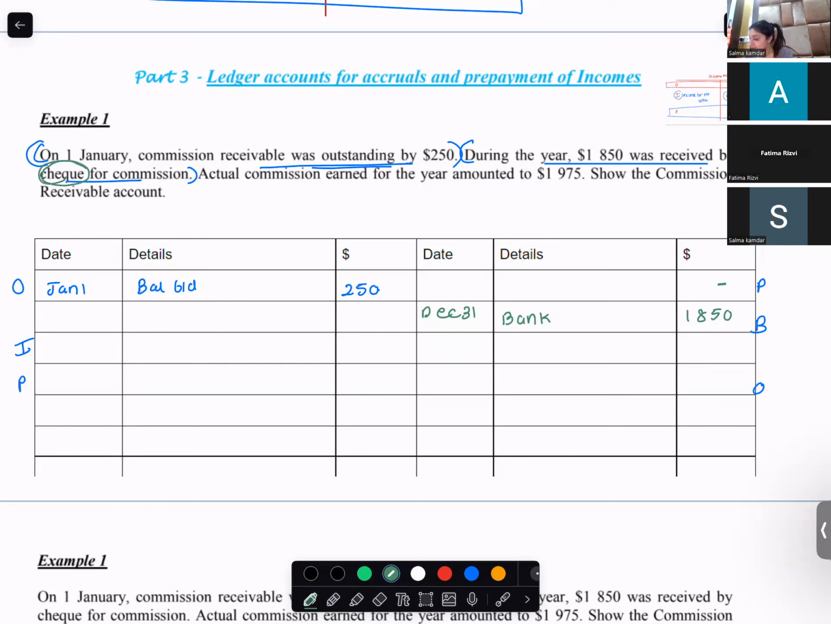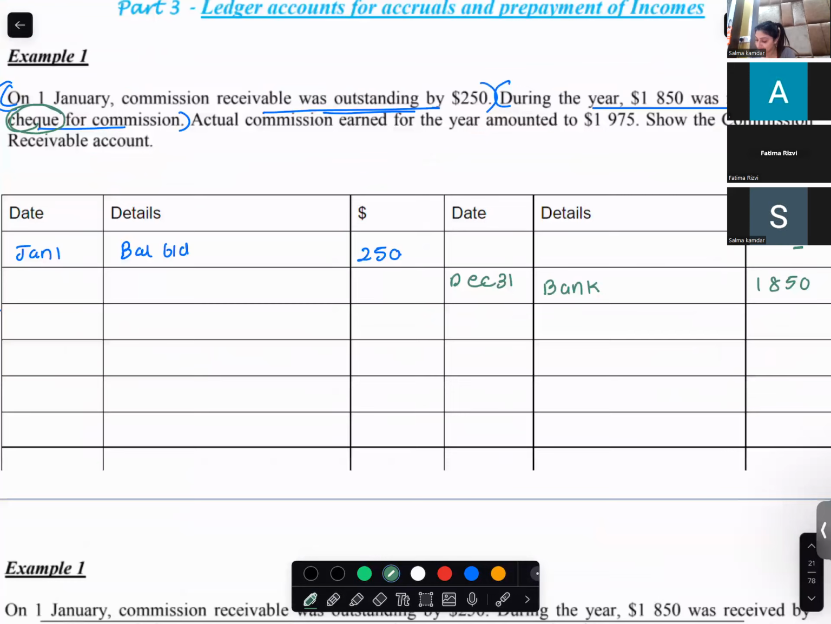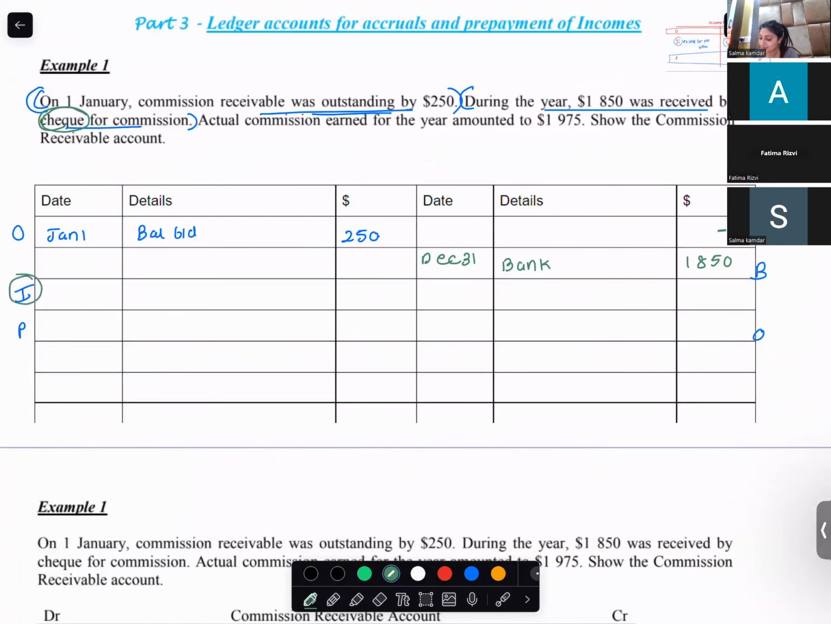So here you write money received. If it was received by cash, then we write cash. What does your I represent? Income for the year. So on December 31, I will write income statement.